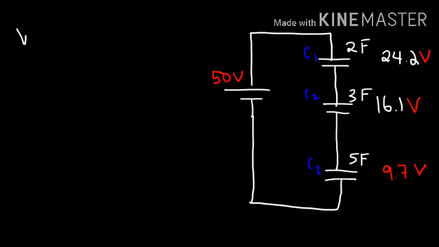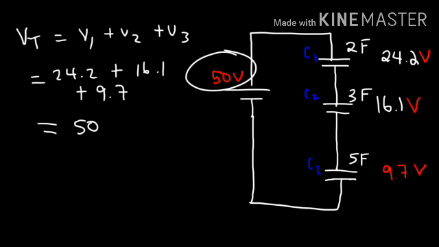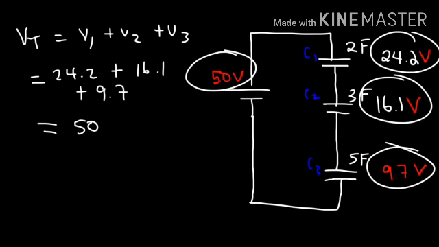Now notice that the total voltage is equal to V1 plus V2 plus V3. V1 is 24.2, V2 is 16.1, V3 is 9.7. So if you add these values, you should get 50 volts, which is equal to the voltage of the battery. That's how you know if your answer is correct. It has to agree with one another. The sum of these three values has to equal the battery's voltage.